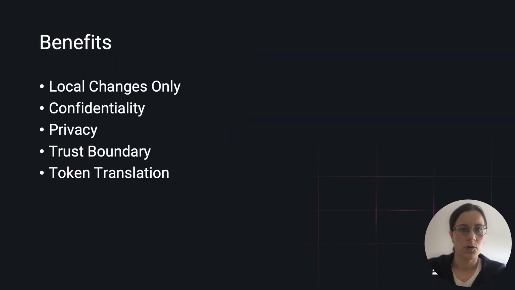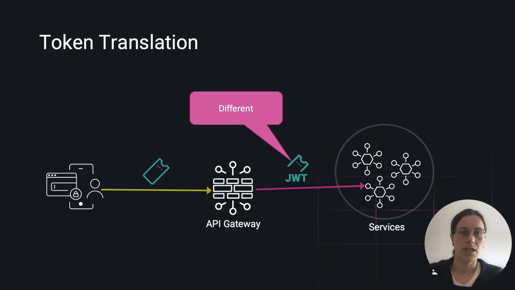The benefits of the phantom token pattern, as I said before, is that the changes you need to implement are very local, as they only affect the API gateway and authorization server. The architecture provides confidentiality because it never returns any parsable data to the client or outside of your network. And related to that, it also provides privacy in case of the access token containing personal information. The architecture introduces a trust boundary via token translation. What does that mean? It means that there are two kinds of tokens now, an external access token and an internal JWT. The internal JWT is different from the external access token.